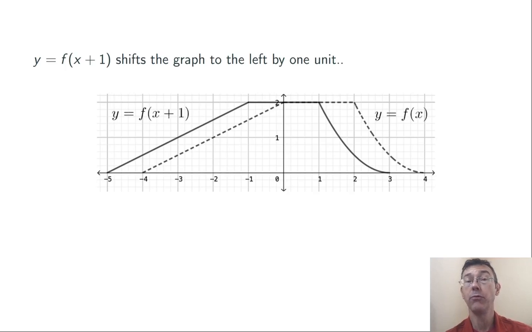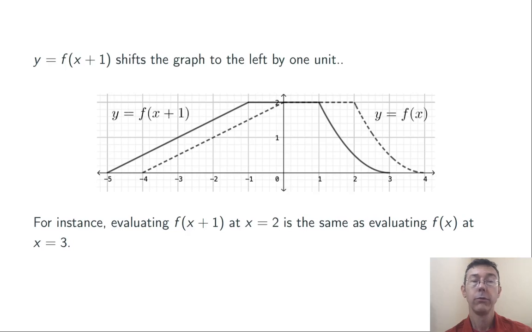Adding 1 to x before plugging into the function shifts the graph 1 unit to the left. So, for instance, if you're evaluating the shifted function f of x plus 1 at x equals 2, that's going to be the same as evaluating the original function f of x at x equals 3, one greater x value.